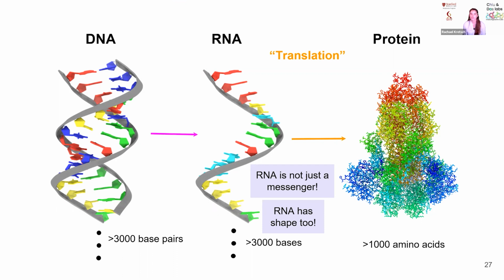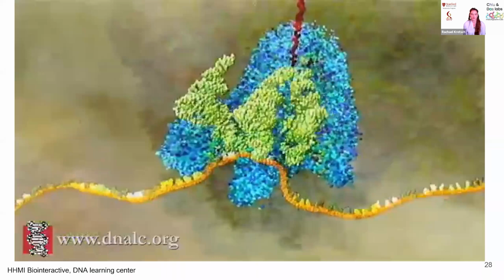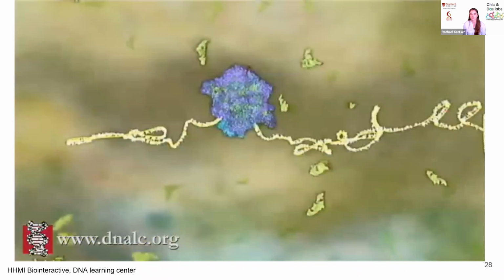So let's watch translation happen, because that's what we're going to be focusing on today. So this is a 3D video. It's not real life, it's just a simulation. We have the RNA in yellow here, looking like a string. We have a protein in red up top, and then this blue is the ribosome. That's the machine that's doing the translating.